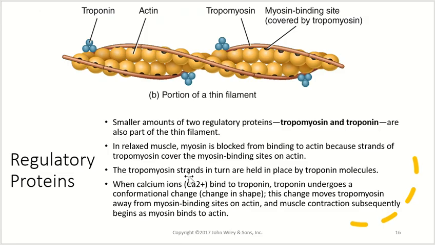Next, we have our regulatory proteins, and these are going to be really important to allow the contraction process to happen.